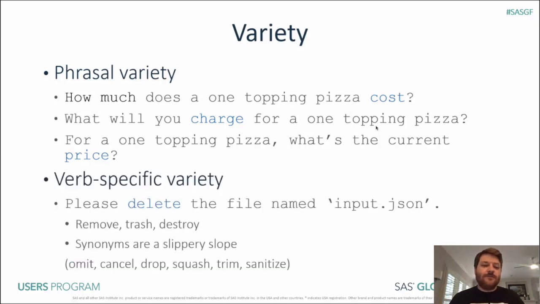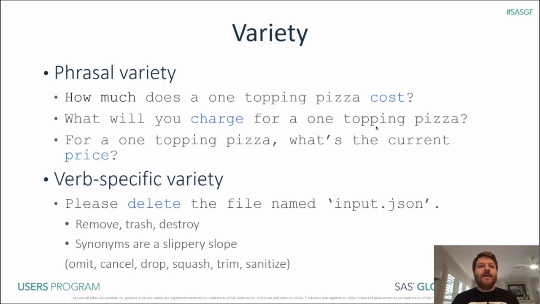The next thing you want to think about is verb-specific variety. For those action words in your sentences, how can you vary those within your domain such that they still make sense? In this case, please delete the file named input.json. You can imagine having an entity list with delete, and also maybe remove, trash, destroy. But the thing I want to caution here is that we might say, well, shouldn't it know that trash and delete are the same thing?